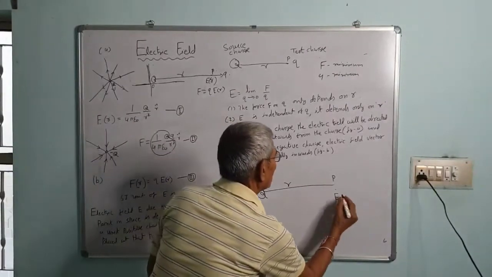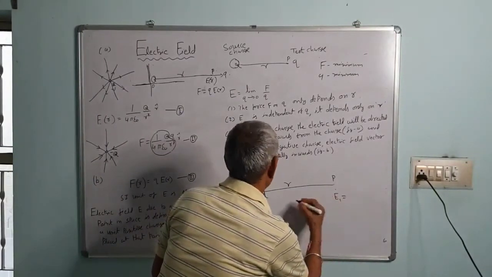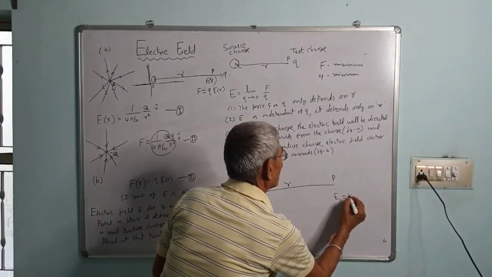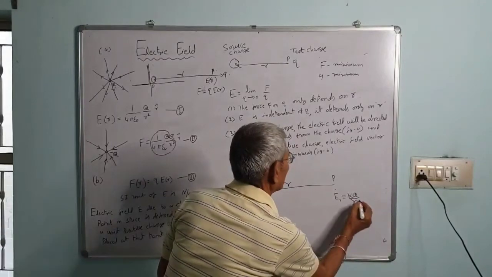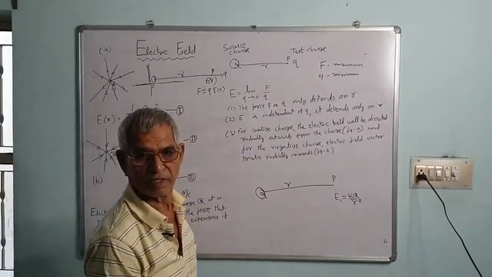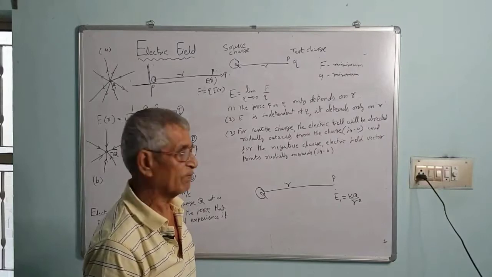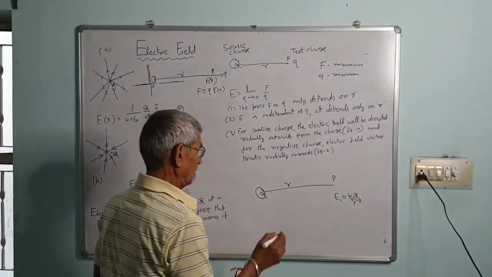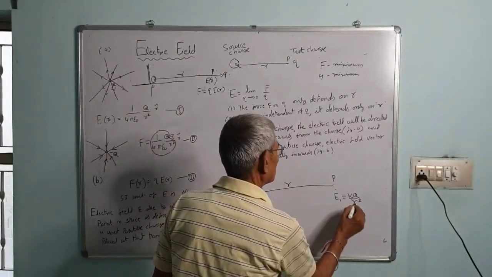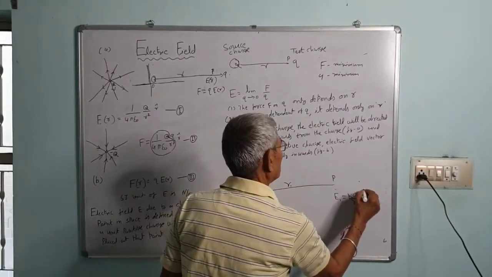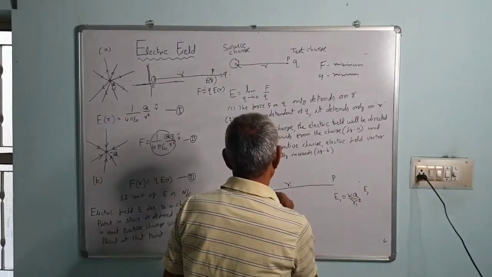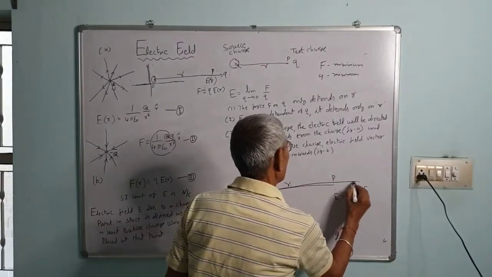What is E1? E1 is equal to kQ upon r square. Say this distance is r1. The field at another point, say E2. Say this vector is r2.